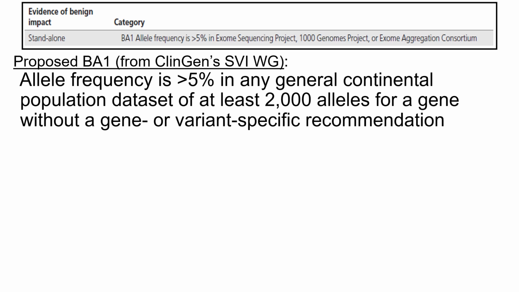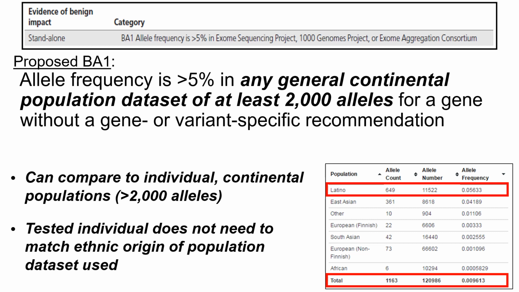This was written in the guidelines as allele frequency greater than 5%. However, from the SVI group, we have suggested a rewording of this criterion to instead read as allele frequency is greater than 5% in any general continental population dataset of at least 2,000 alleles for a gene without gene or variant-specific recommendation. I'll divide this out into the 2 parts we added. The first part we added is that this 5% needs to come from a general continental population dataset of at least 2,000 alleles.